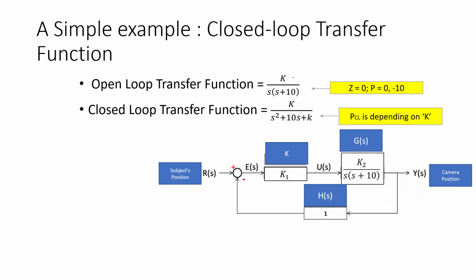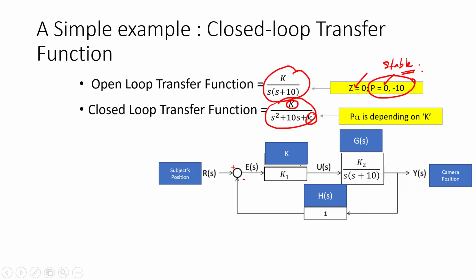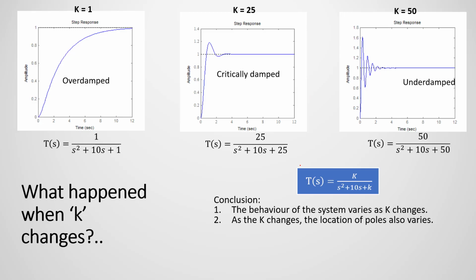For example, this is the open loop transfer function. We don't have any zero here, but we have two poles here at minus 10. So we know that the system is stable. But for the closed loop transfer function, as in this equation, we need to find the gain K so that the system will be stable or unstable. Let's see further details on this.